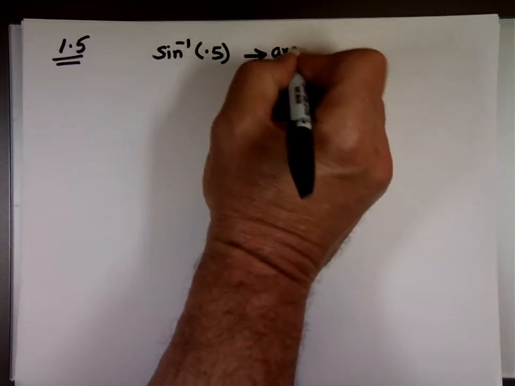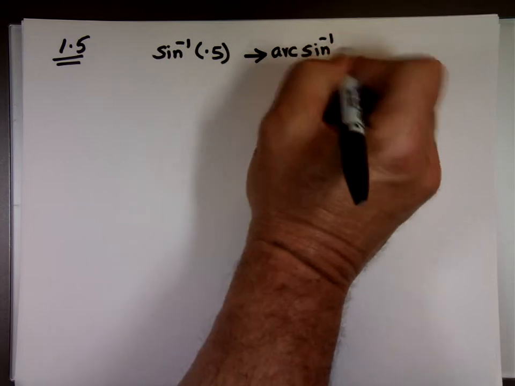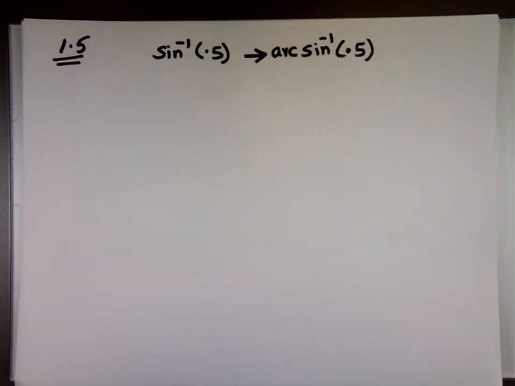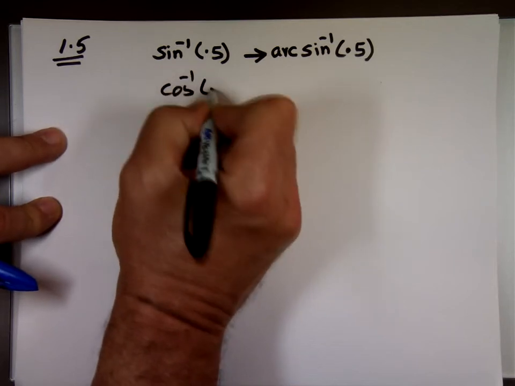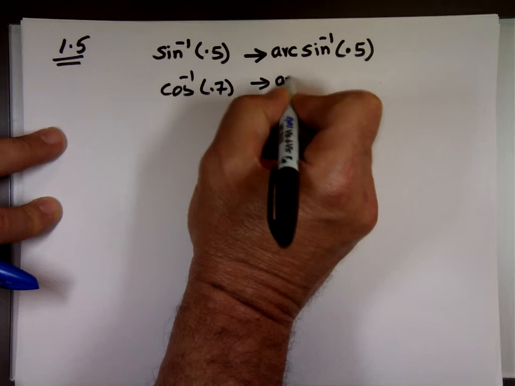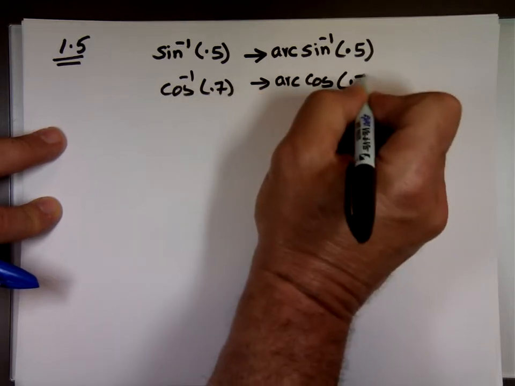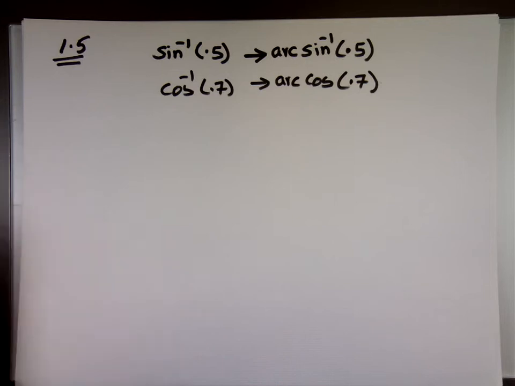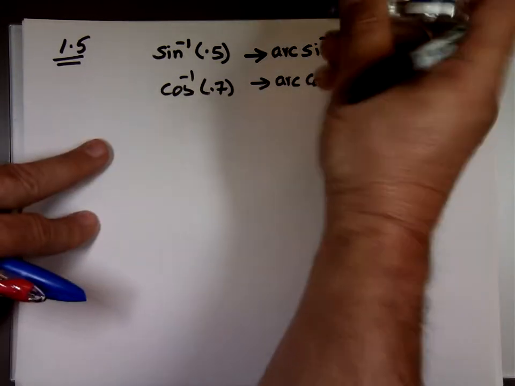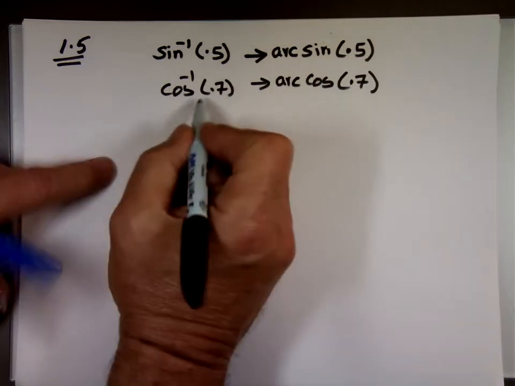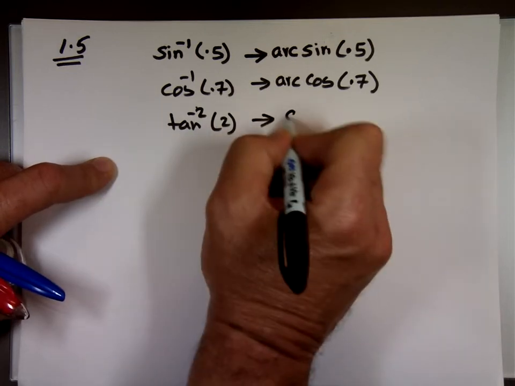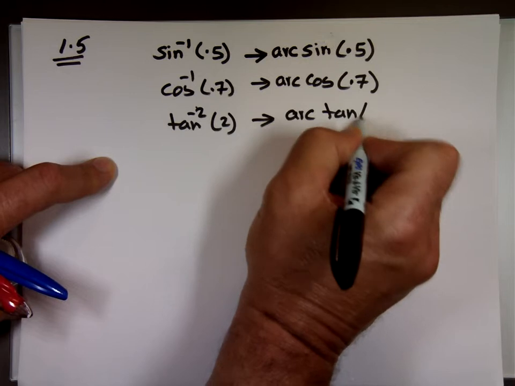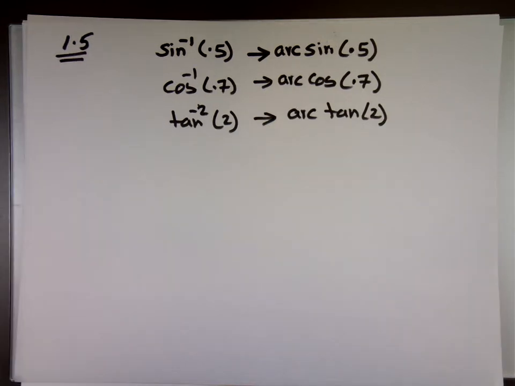Remember something called arc? Arc sine? That's the same thing. So when you see the arc sine, that means the inverse. When you see the inverse cosine of 0.7, they can say the arc cosine of 0.7. Oh, I shouldn't have that -1 up there, arc sine. Arc cosine. The inverse tangent of 2 would be written arc tan of 2. So the book decided to bring that notation here.